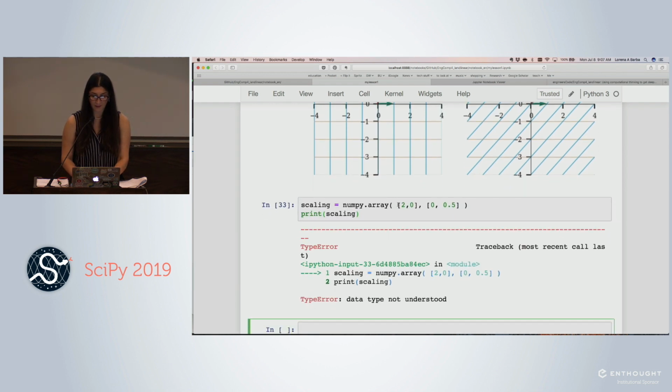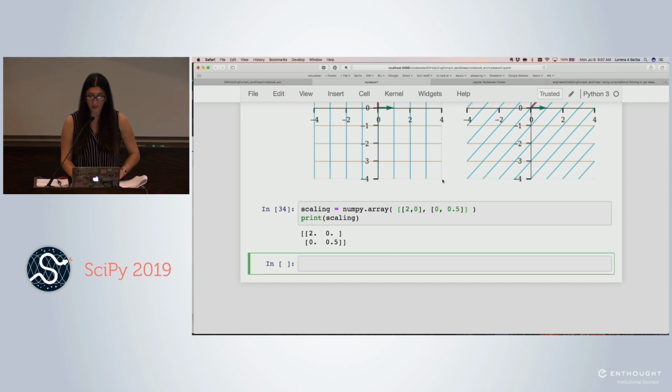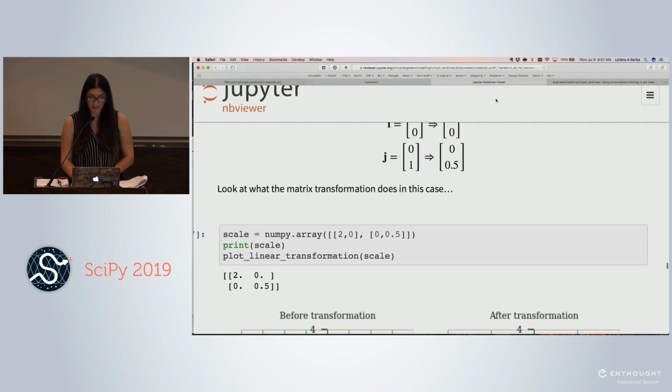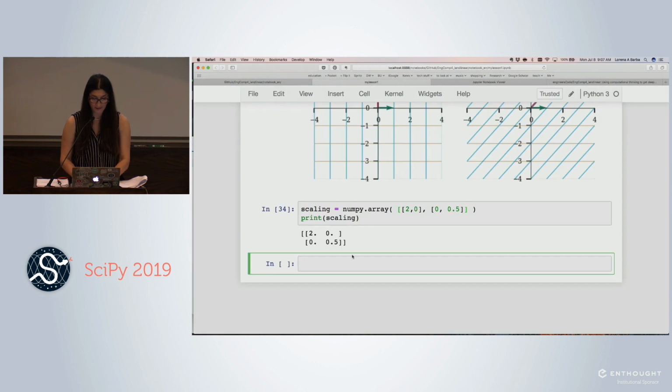Is an error here with parentheses. There we are. And it is what we wanted. Let's double check. 2, 0, 0, 5, that's correct. And now plot linear transformation with this scaling matrix.